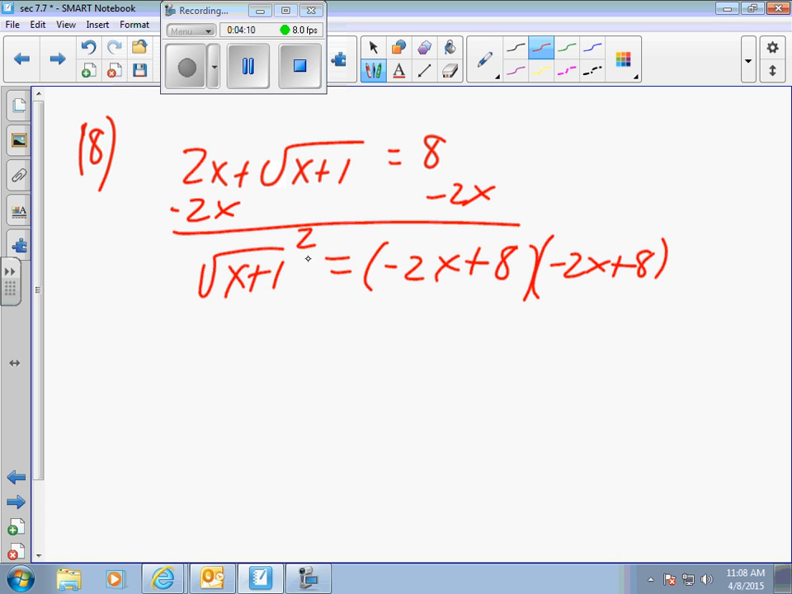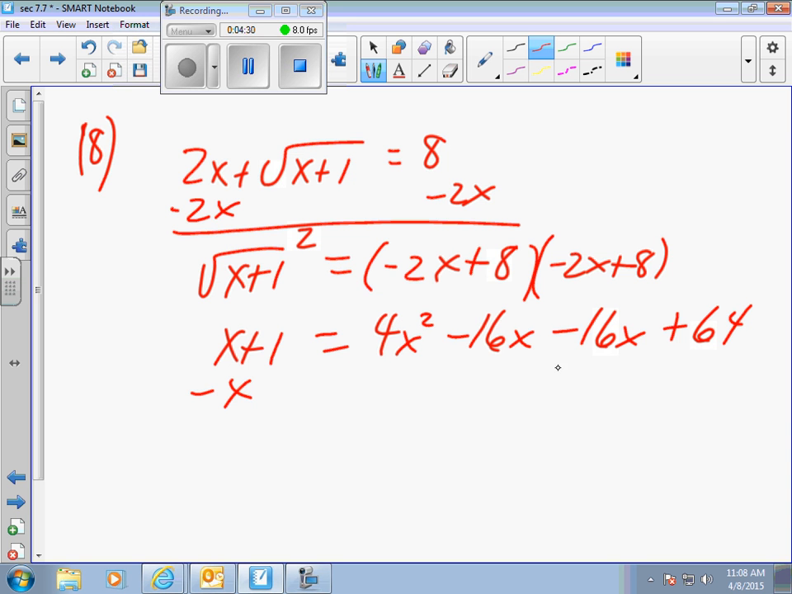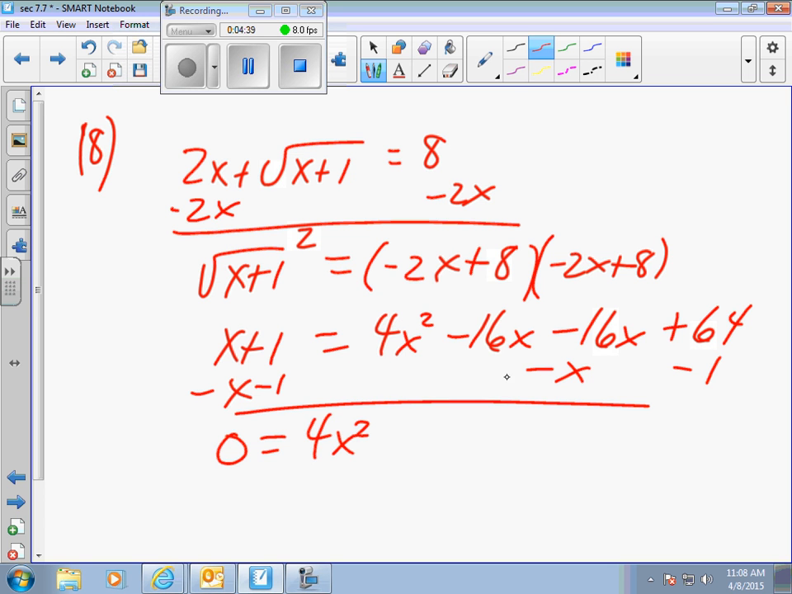On this side, squared, square root, opposite operations, they go away. I get x plus 1. On this side, when I FOIL it, negative times negative gives me positive 4x squared. Outside times outside gives me negative 16x. Inside times inside gives me negative 16x. And last times last gives me 64. If I subtract the x and subtract the 1 to get one side to equal 0, I get 0 equals 4x squared, negative 33x, and plus 63.